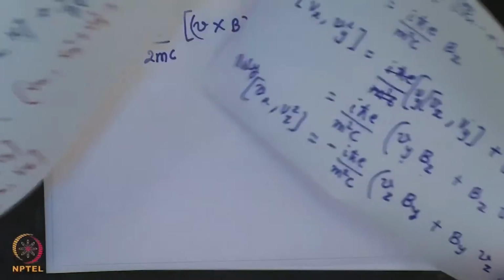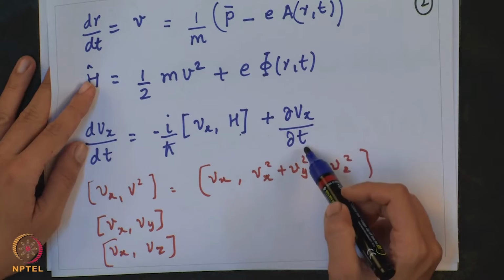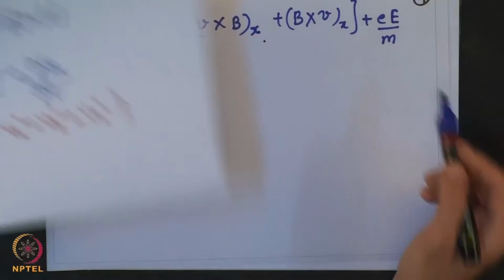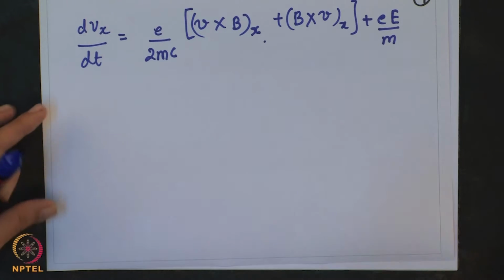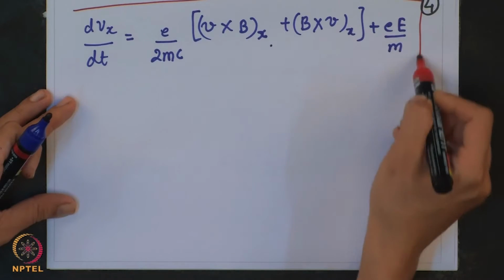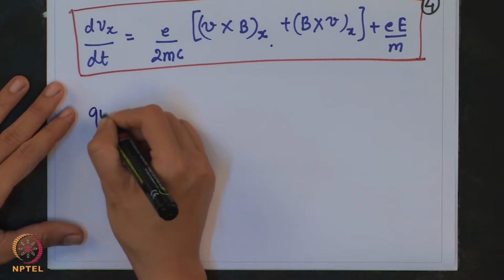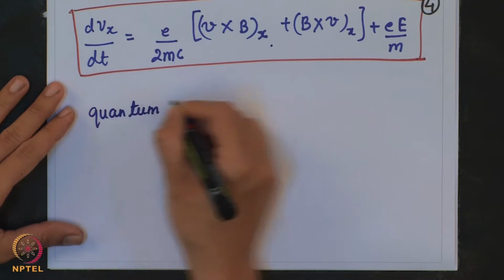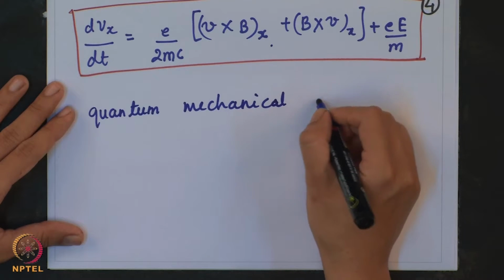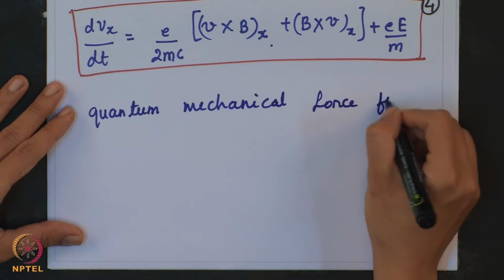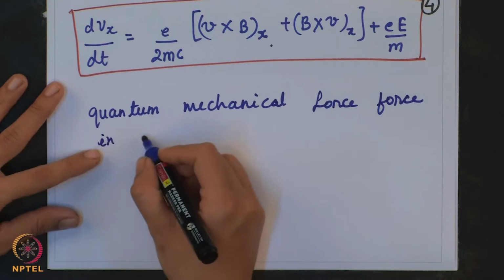In the second part, the second term, what we have done is dou by dou v x by dt. You can rewrite this in terms of phi and obtain this. This is nothing but the quantum mechanical Lorentz force in the x direction. This is for the x direction.